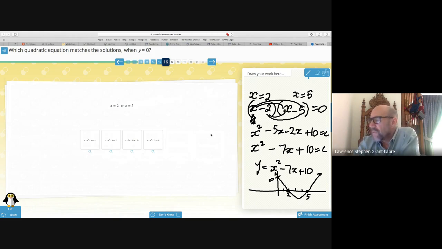So, oh, we didn't have to expand it. We could have just looked at the bracket. Oh, no, we do have to expand it. It's the last one. All right, so the last one.